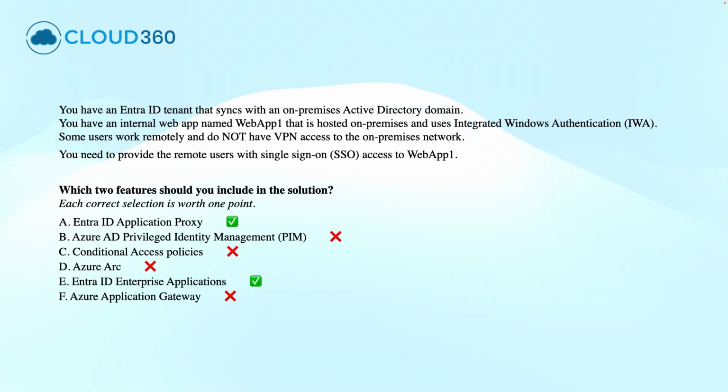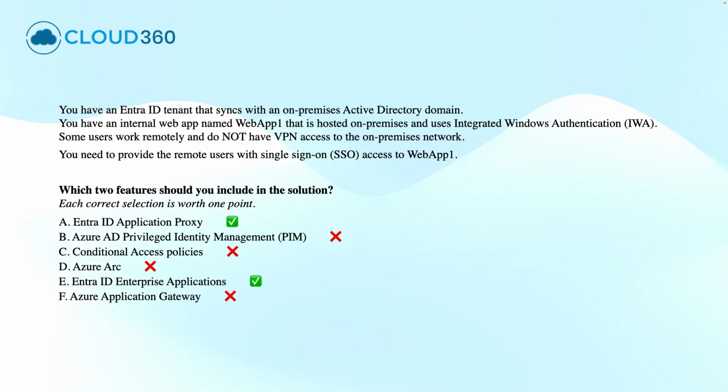The next question is that you have an Entra ID tenant that syncs with the on-premises Active Directory domain. You have an internal web application named WebApp1 that is hosted on-premises and uses integrated Windows authentication. Some users work remotely and do not have VPN access to the on-premises network. You need to provide the remote users with single sign-on access to this WebApp1 so that they can use their work account to access this application. Which two features should you include in the solution? Each correct selection is worth 1 point.